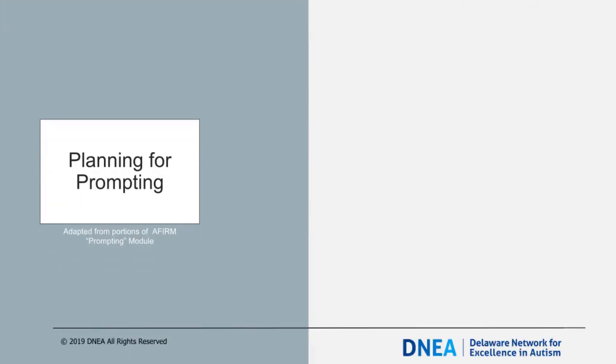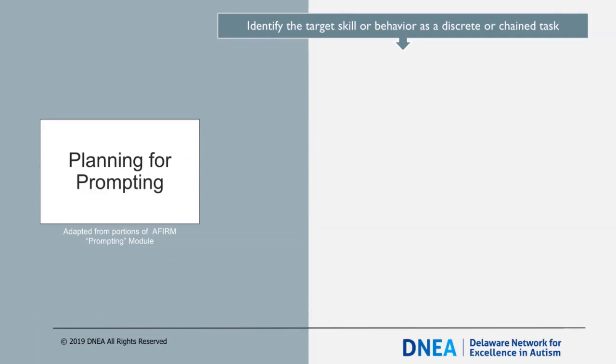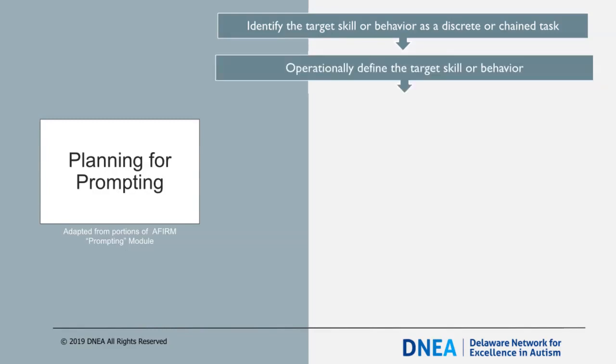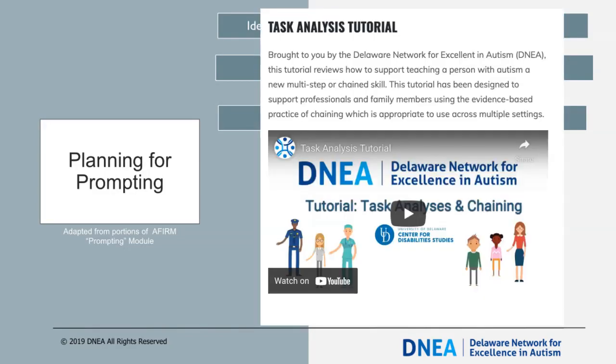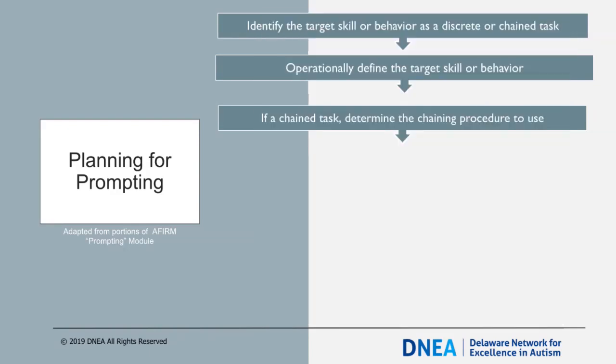When prompting, there are several procedures you must follow. First, you will want to identify the target skill or behavior as being either discrete or chained. You will want to operationally define the target skill or behavior. If it is a chain task, you must write the task analysis and determine the chaining procedure to use. If you want to learn more about chaining procedures, check out the DNEA tutorial on task analysis and chaining.